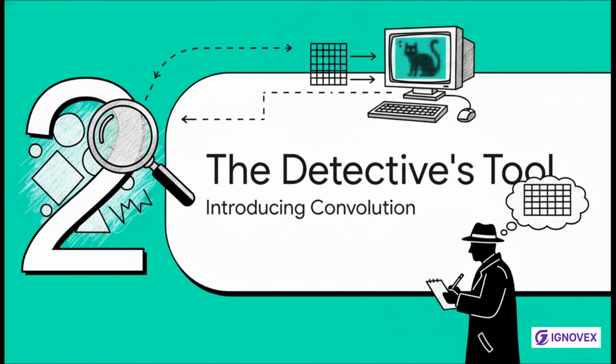To make this all super simple, I want you to imagine a computer trying to understand an image is kind of like a detective arriving at a crime scene. It's just a jumble of clues, a mess of data. And that detective needs a special tool to find the important patterns. And that tool is called convolution.